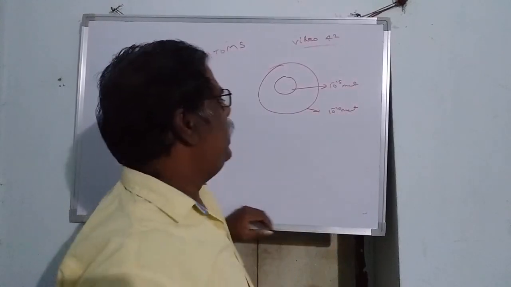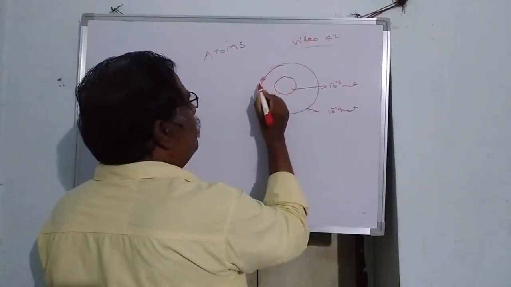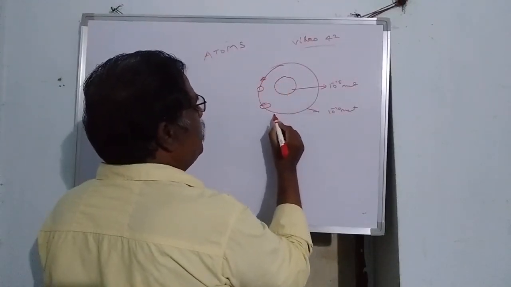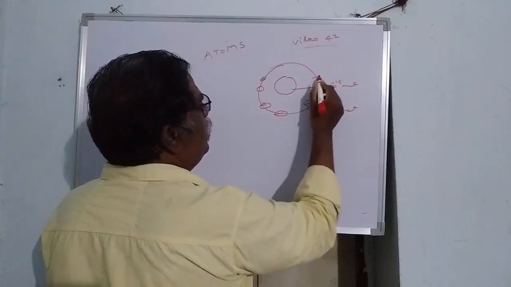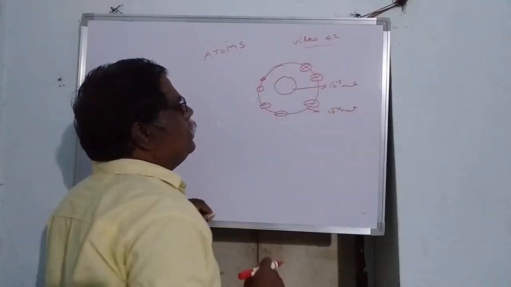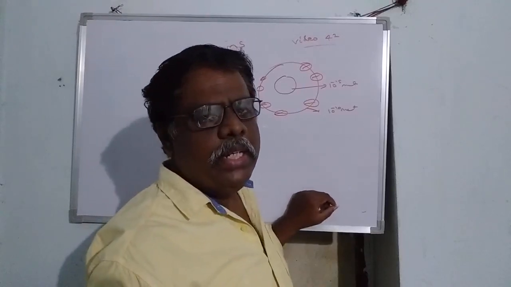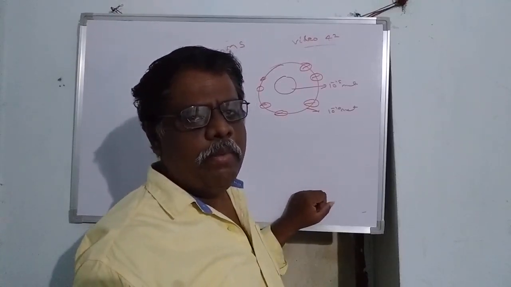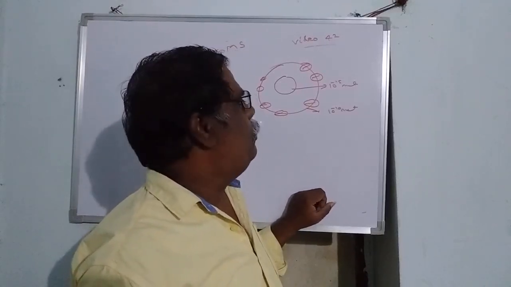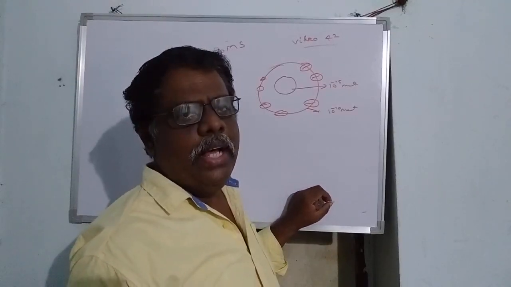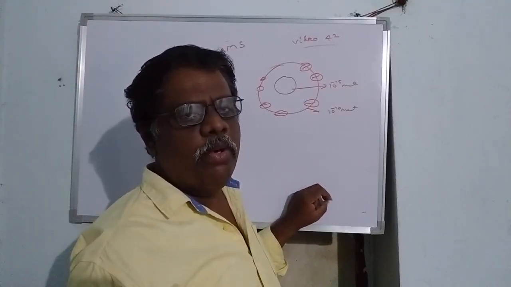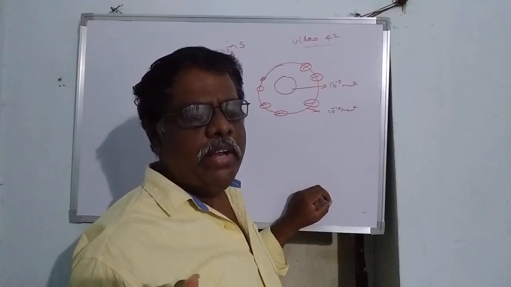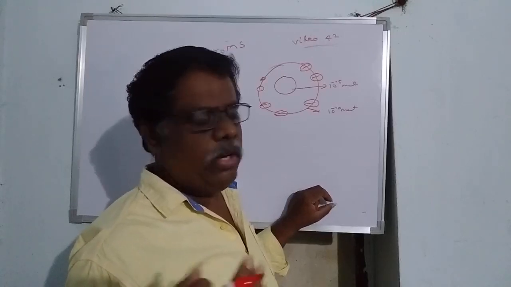Now, when this electron revolves around the nucleus in permitted orbits, it revolves continuously. The centripetal force required to revolve the electron is provided by the electrostatic force between the nucleus and the electron.